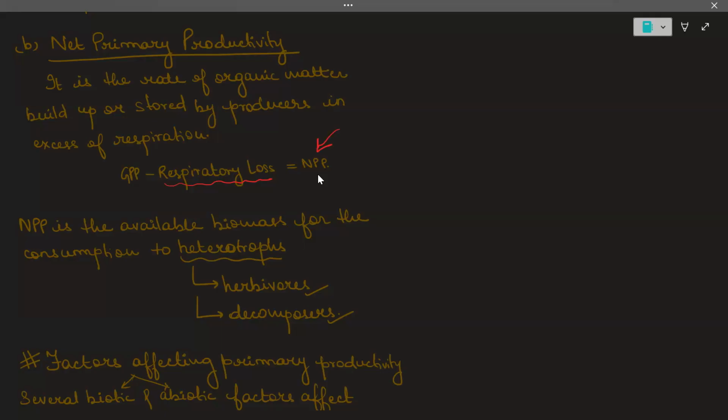Now, the net primary productivity is the available biomass for consumption by the heterotrophs. This is what the heterotrophic organisms consume.